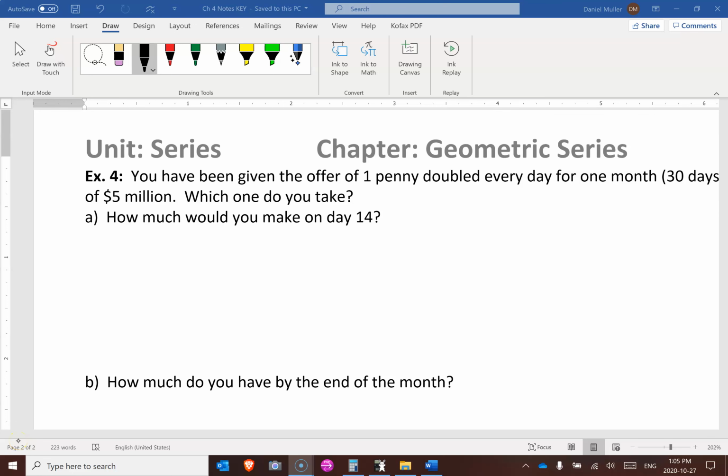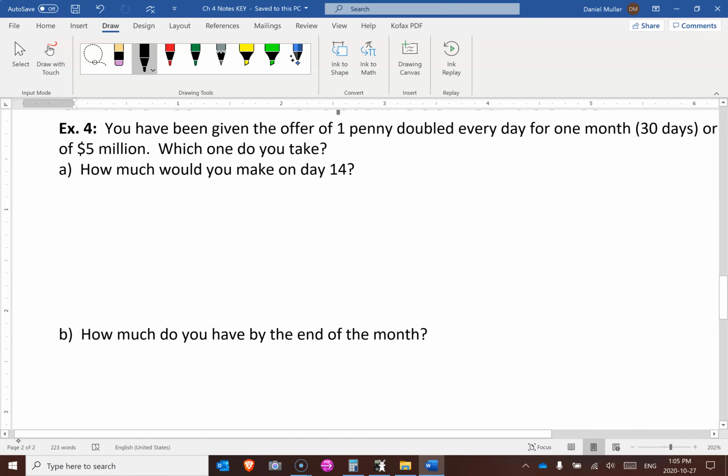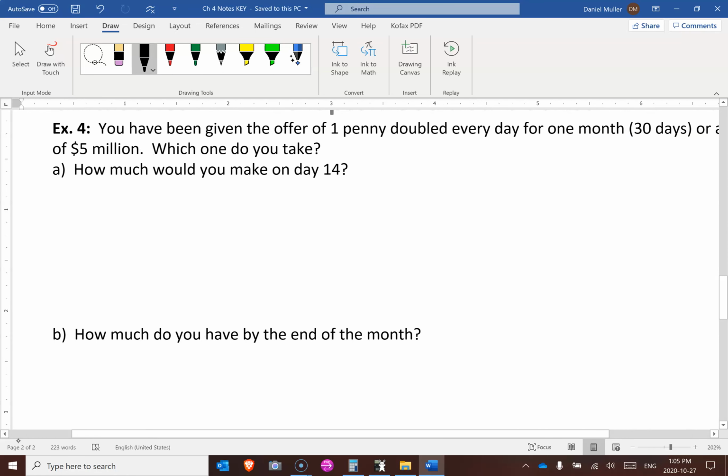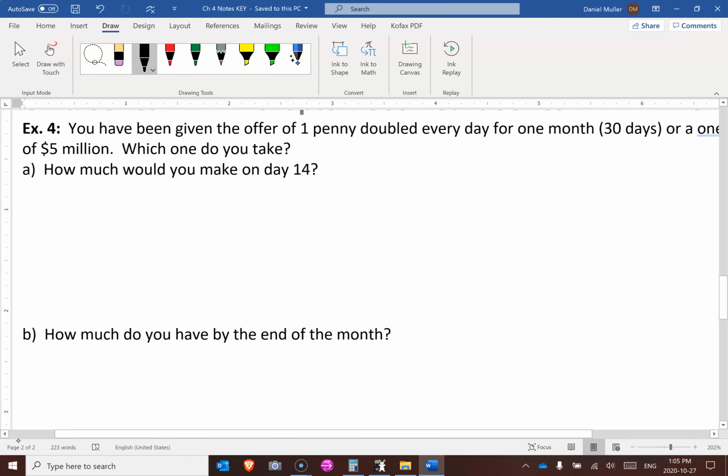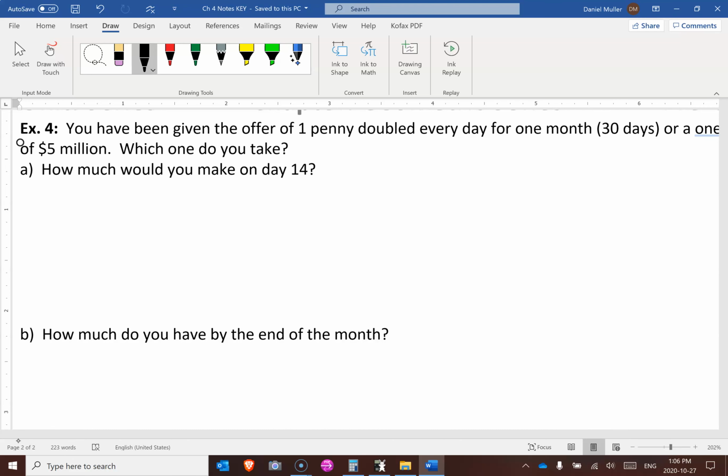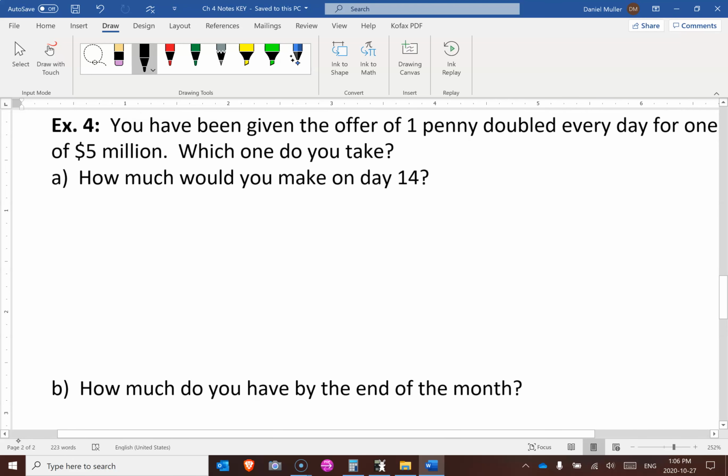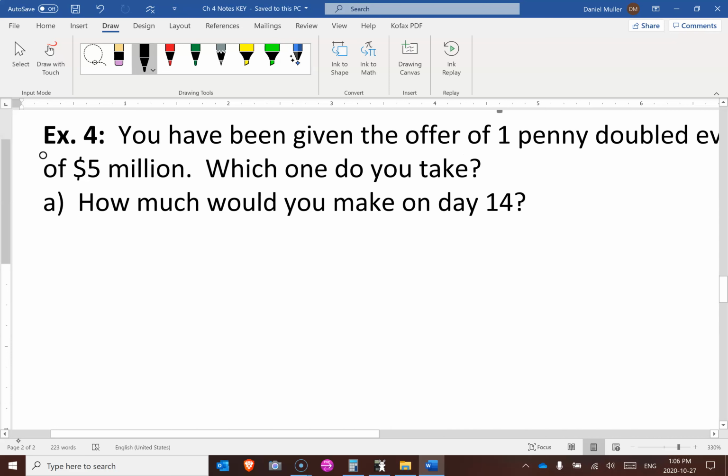All right, so we've been given an offer of a penny that's doubled every day for 1 month, 30 days, or a one-time gift of 5 million. So it's like, I'm going to take the million. But what would you take? So how much money would you make on day 14? Well, obviously you'd make 5 million if you just got that. But what if we got the penny?